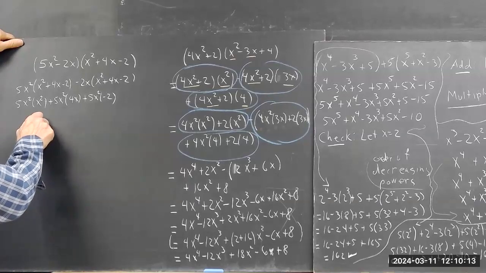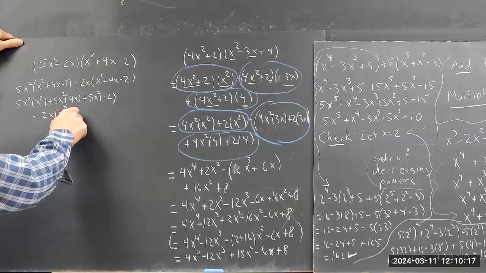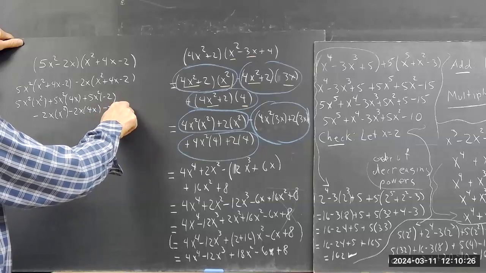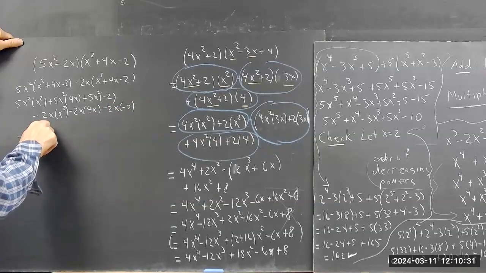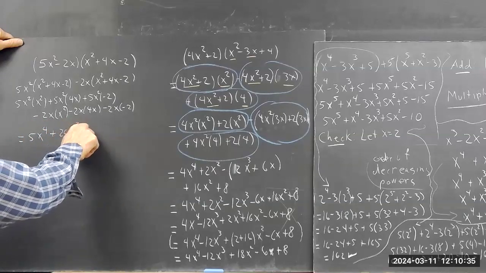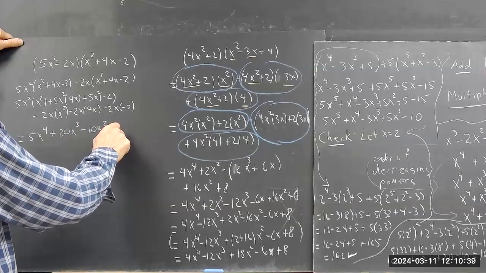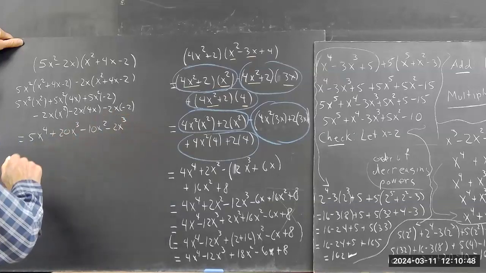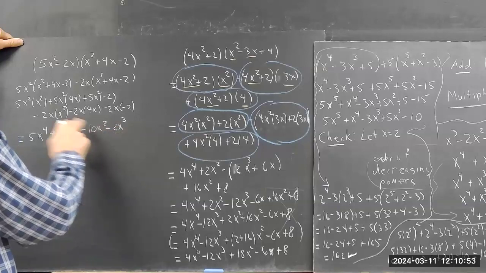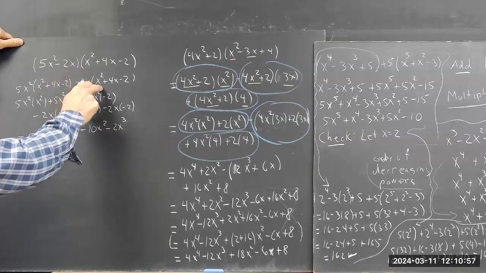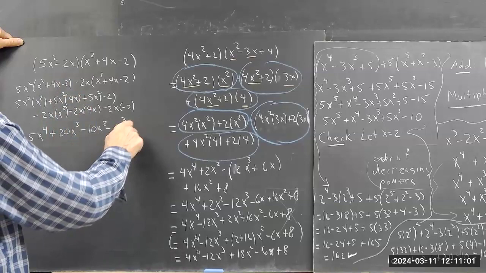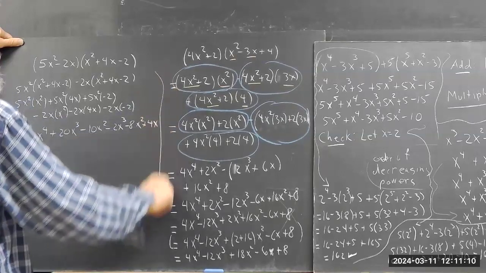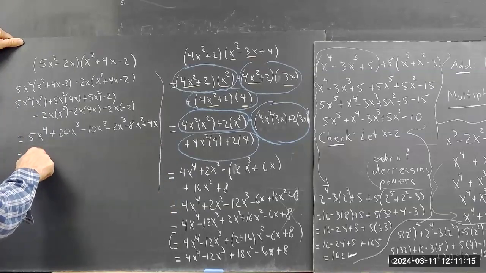Then we have minus 2x times x squared, minus 2x times 4x, minus 2x times negative 2. That gives us 5x to the fourth plus 20x cubed minus 10x squared minus 2x cubed. I think maybe I saw a mistake on that, and maybe that came out as an x squared. So check that. You do the minus 2x times the x squared, and you get a minus 2x cubed. Make sure we got that. Minus 8x squared plus 4x. And that's 5x to the fourth.